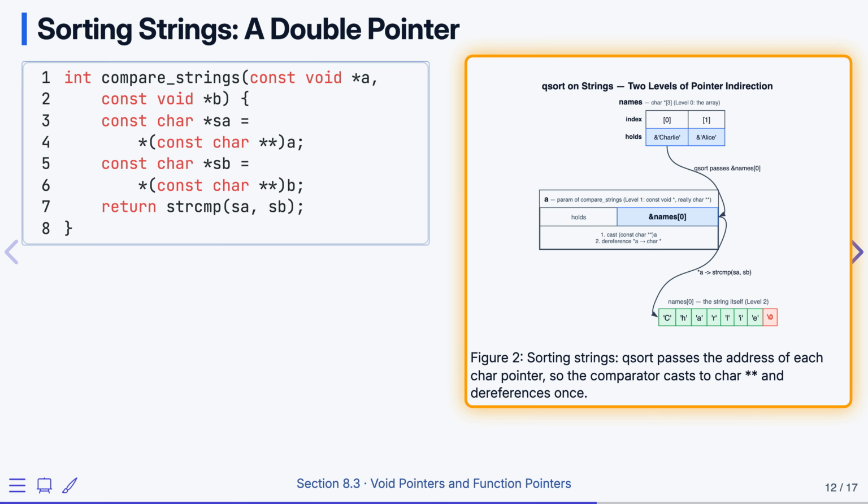The figure traces this. Level 0 is the array of pointers. Qsort passes the address of an element. Level 1 is the parameter, a void pointer that is really a char double star, so you cast and dereference once. Level 2 is the actual string data. If you cast to char star instead of char double star, you would compare the pointer bytes as characters, which is garbage.